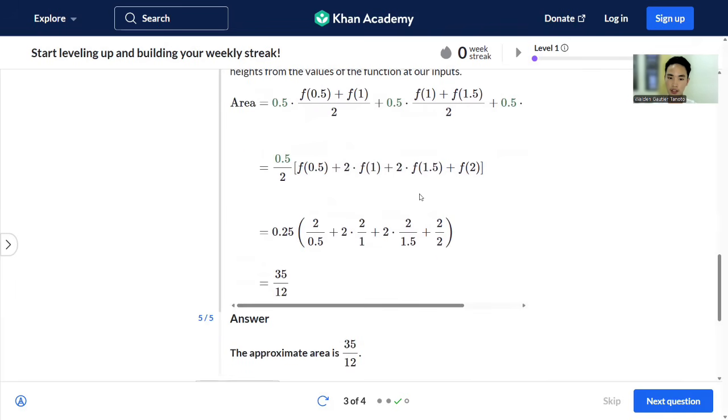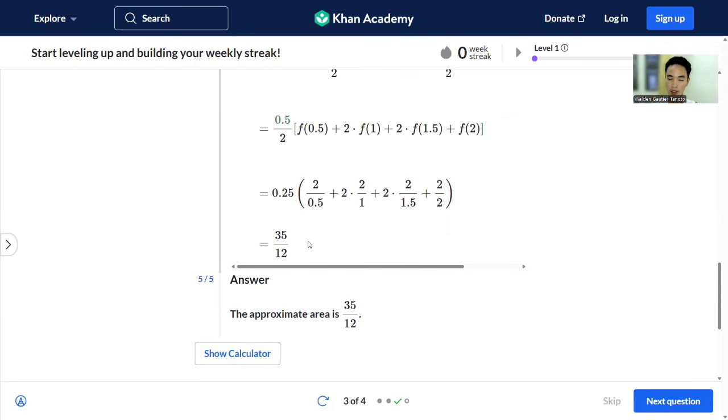You can simplify it into 0.5 divided by 2 equals 0.25, and then put the function, which is 2 out of x. This here is 2 out of 0.5 plus 2 out of 1 plus 2 out of 1.5 plus 2 out of 2. It equals 35 out of 12.